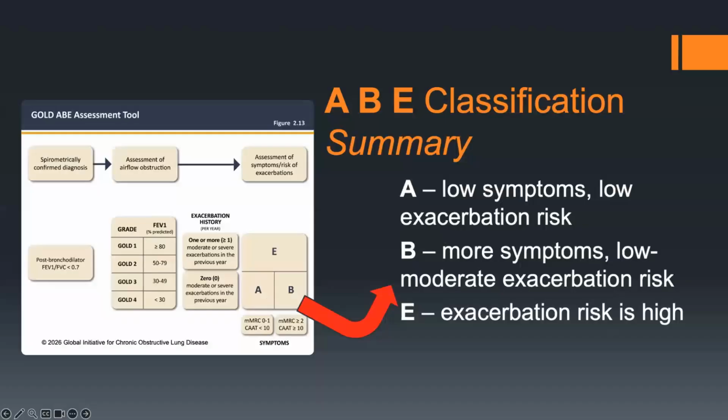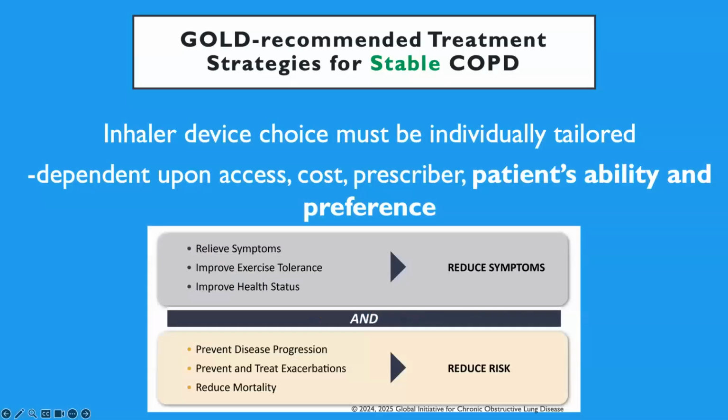So before we delve into a bit of overview of treatments, the premise of all therapies to be discussed upcoming is that the patient has been graded and classified into either A, B, or E category. A being the least at risk, A meaning doing pretty good. Last time I checked, an A was good. And then E being the greatest risk, therefore needing more extensive treatment and prevention strategies. So just keep that in mind. The goals for treating stable COPD, again, reduce symptoms and reduce risk.